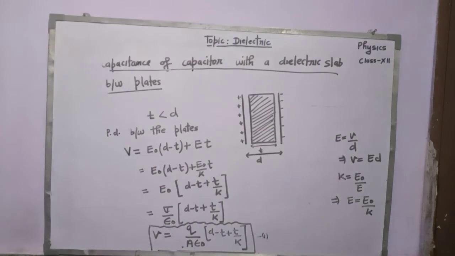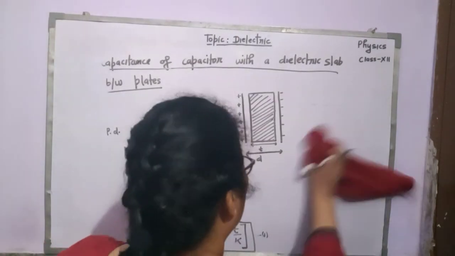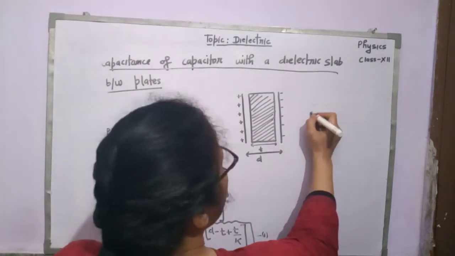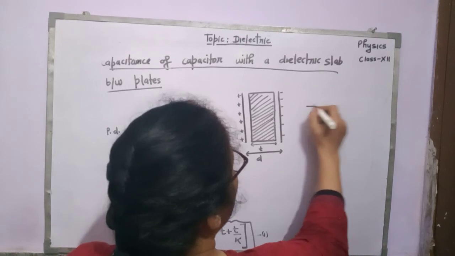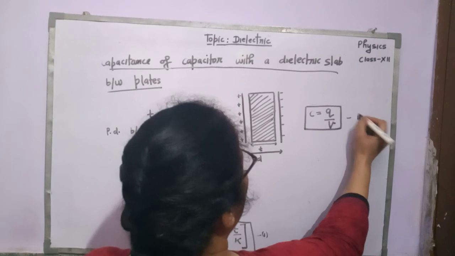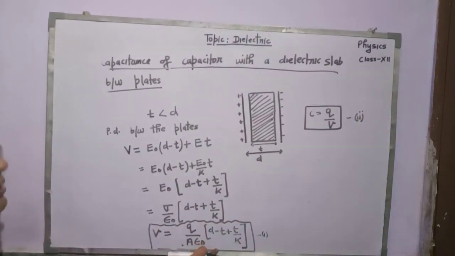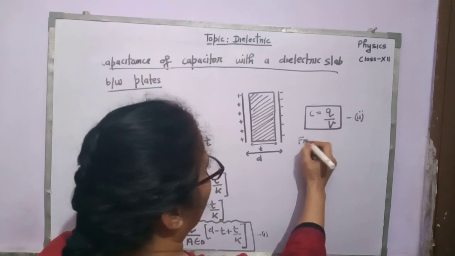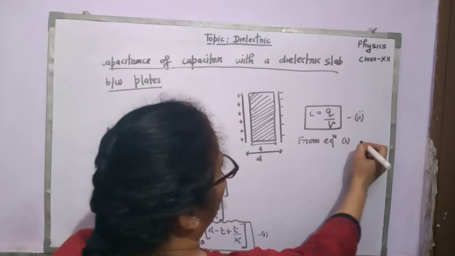Now you know what is the value of C. C is equal to, as per definition, Q upon V. This is your, suppose, second equation. Now substitute the value of V from equation 1 into equation number 2. Then what happens? We can write it here from equation number 1 and 2.